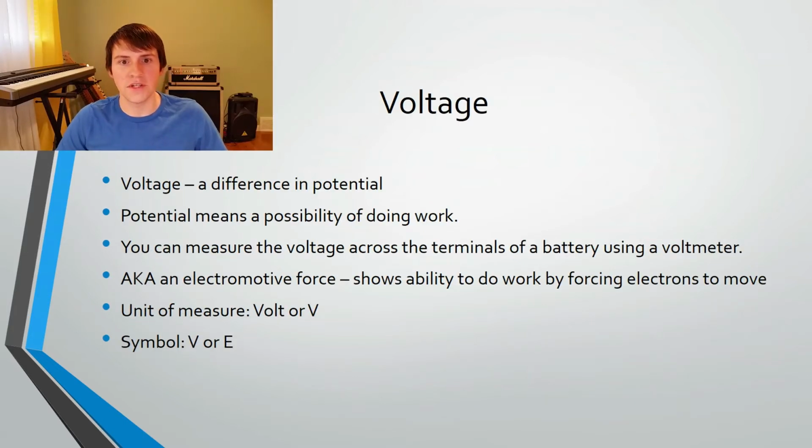Voltage. So voltage is a potential difference or a difference in potential. And the word potential just means the possibility of doing work. You can measure the voltage across the terminals of a battery using a voltmeter, and voltage is also known as an electromotive force, and that shows the ability to do work by forcing the electrons to move. The unit of measure for voltage is the volt, or just a capital V for shorthand, and the symbol for voltage is a capital V, or some people use a capital E. I prefer the capital V.